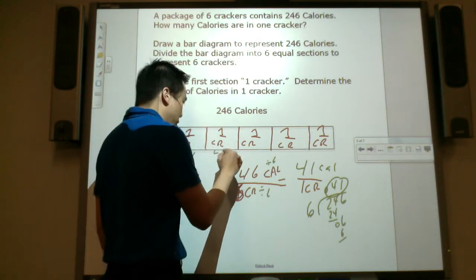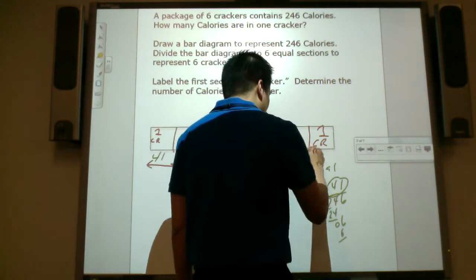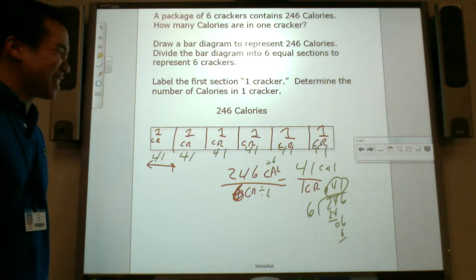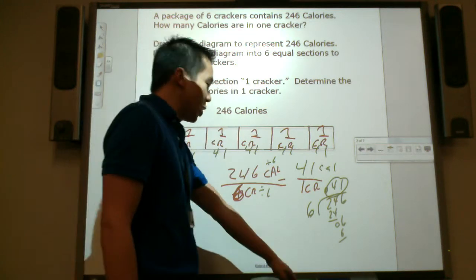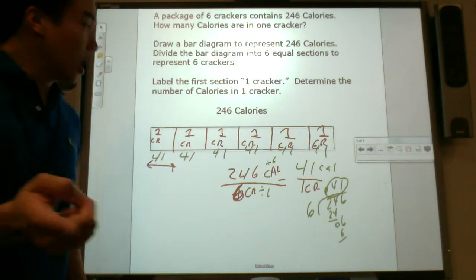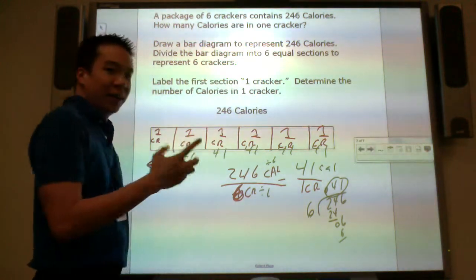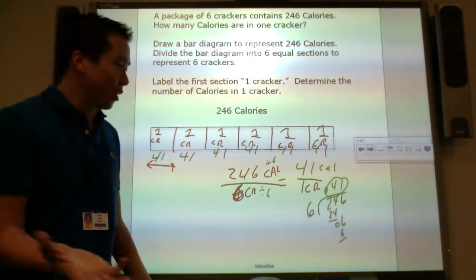This cracker has 41 calories. 41 calories. 41 calories. 41 calories. So if you combine them, there are 246 calories in 6 crackers. What if I ask you this question? If you had 2 crackers, how many calories? 41 plus 41 is 82 calories.